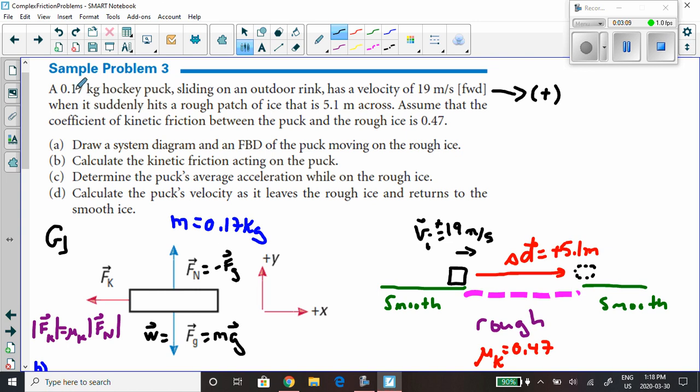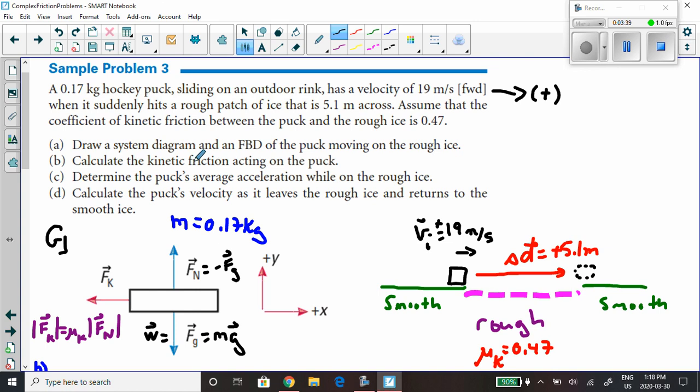A 0.17 kilogram hockey puck. So here's the hockey puck, and we know the mass. It's sliding on an outdoor rink and has an initial velocity of 19 meters per second forward. I'm going to make forward positive, right? When it suddenly hits a rough patch of ice that is 5.1 meters across, assume that the coefficient of kinetic friction between the puck and the rough ice is 0.47. Remember, coefficients of friction are unitless.